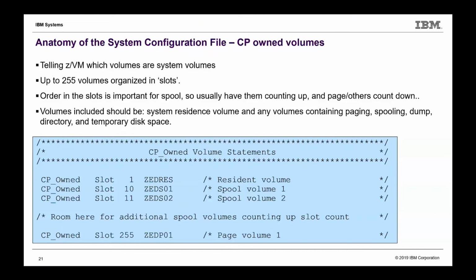And then also make sure that I have room to some degree. I'm going to count down for my page volumes, right? So I'll start at slot 255 and count down from there on my page volumes, and so I'll be adding them at the top. Also recognize that if we were building an SSI environment, remember the spool volumes are shared across systems. Those volumes would have to be in everybody's CP-owned list.